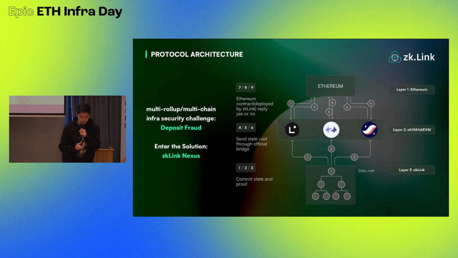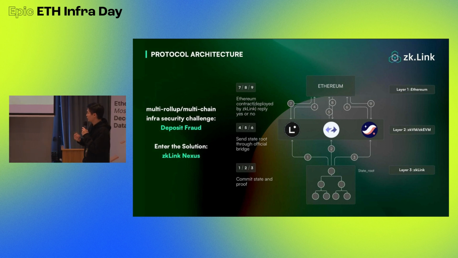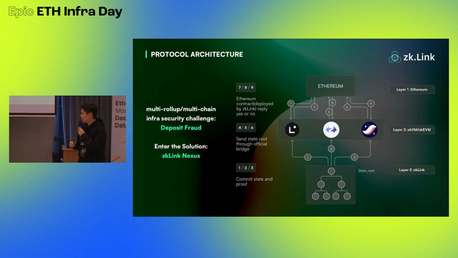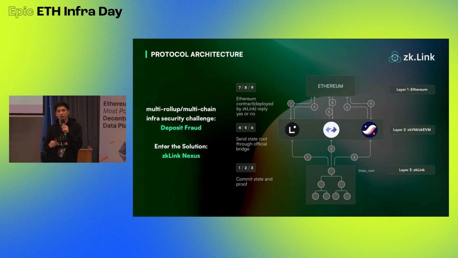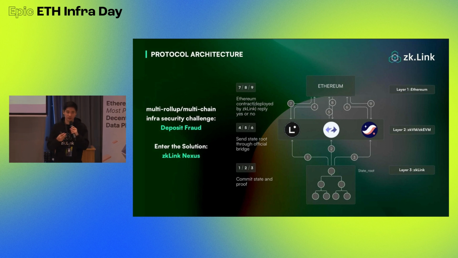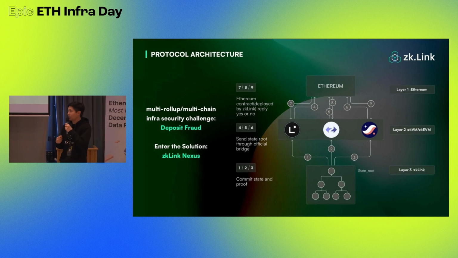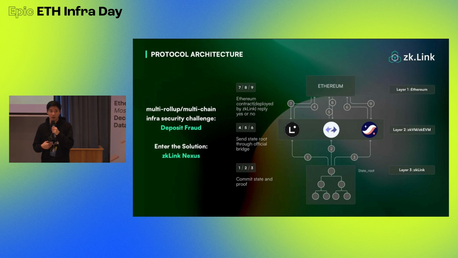This is the graphic showing how layer 3s are inheriting security from layer 1. Especially when it comes to a multi-rollup or multi-chain infrastructure, the first thing we have to deal with is the challenge of security and state consistency across different rollups and chains, because they cannot perceive the states directly from each other. So this poses the challenge of deposit fraud.